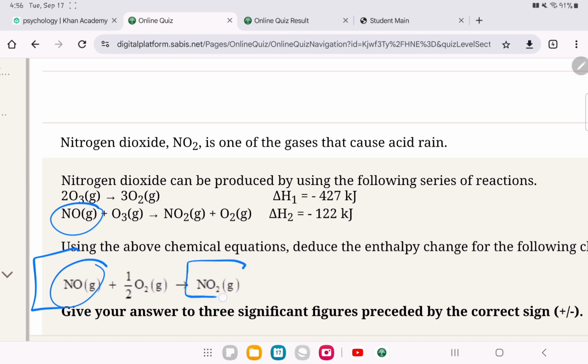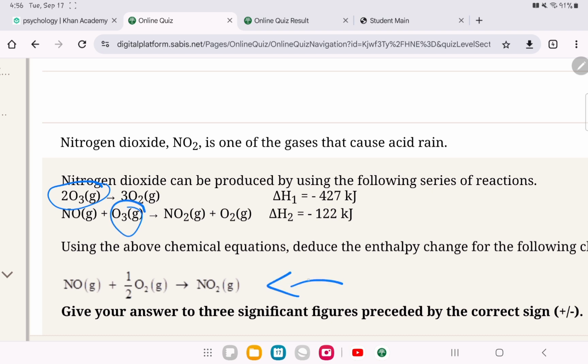And finally, we have the NO2 as a gas in the products, and its coefficient is 1. And we also have it over here. So this equation, we should not change it at all. Otherwise, it will affect the NO and the NO2. Now, let's see. Here we have O3 and O3, but in this equation, we do not have O3. So O3 is the thing we need to get rid of.